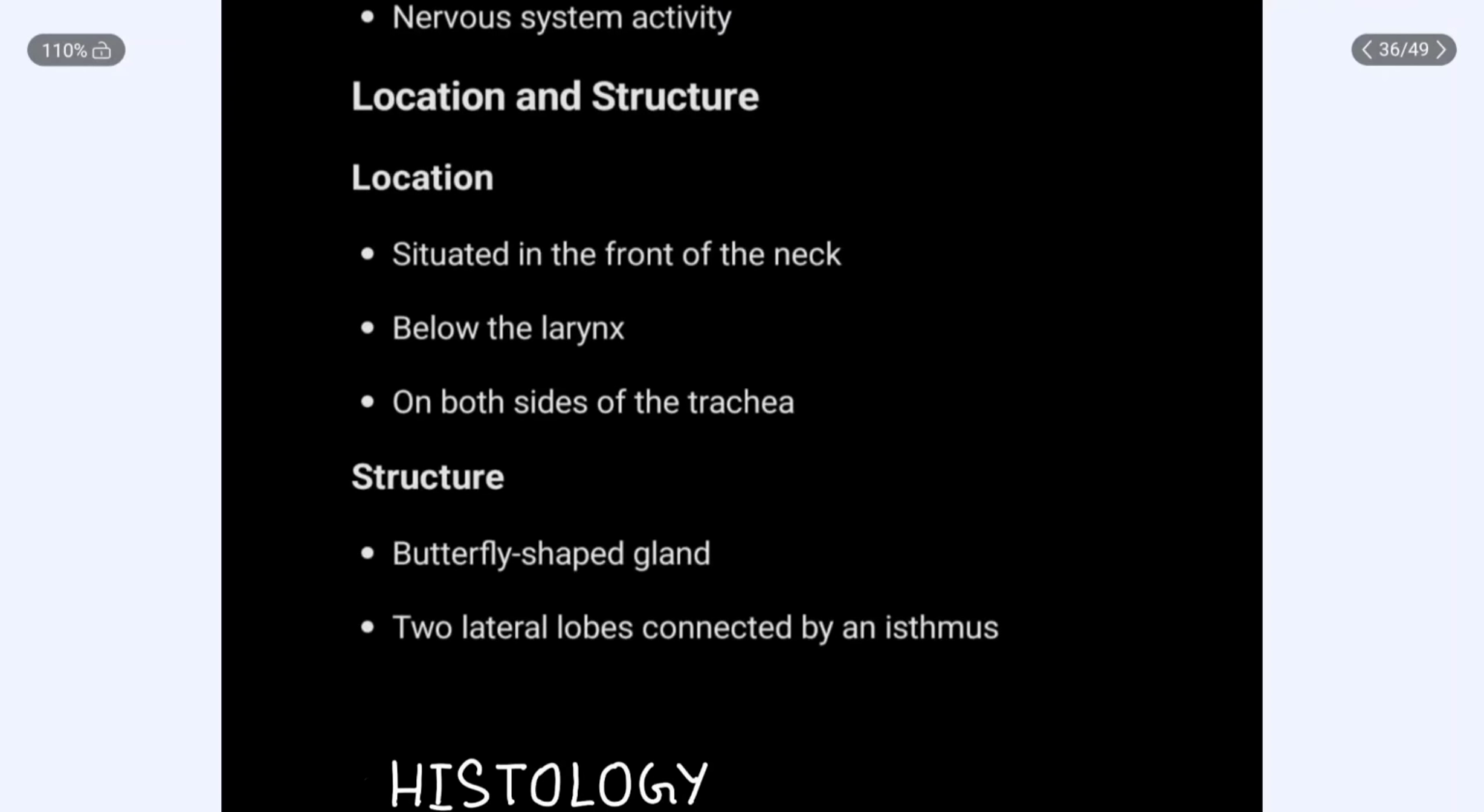Now let's see the location of the thyroid gland, where it is located. So it is situated in the front of the neck, below the larynx, on both sides of the trachea. It is a butterfly shaped gland and it has two lateral lobes, which are connected by an isthmus.